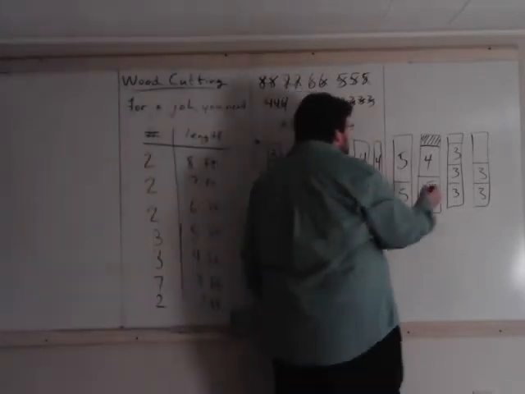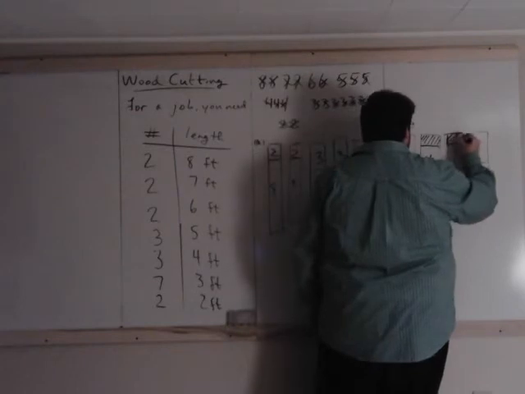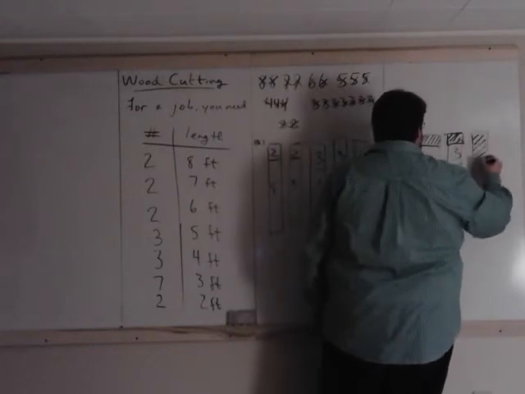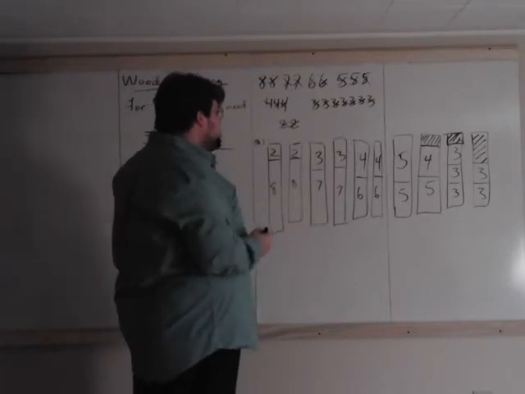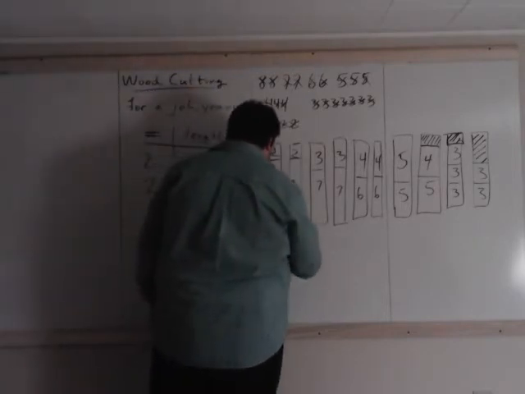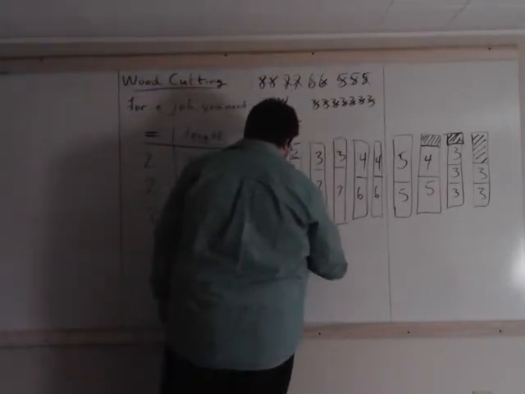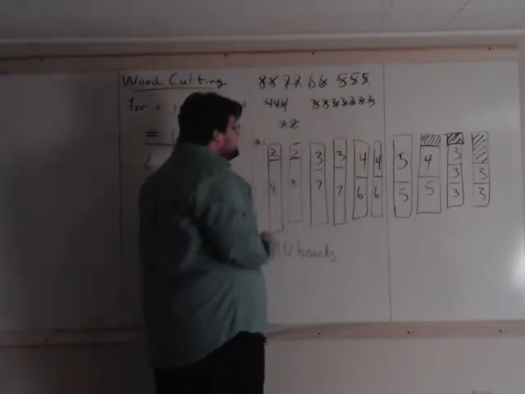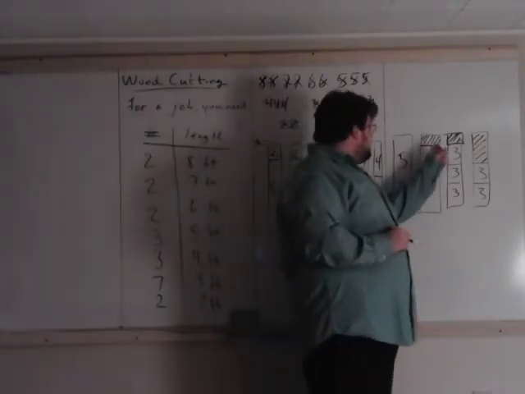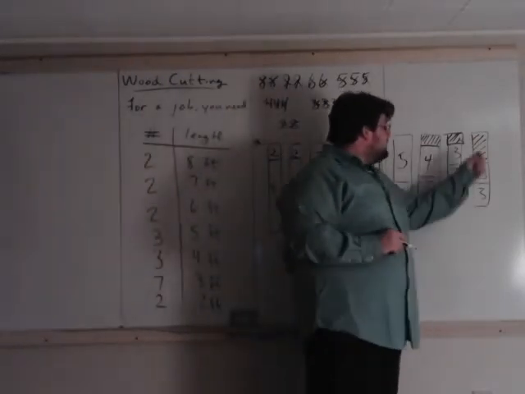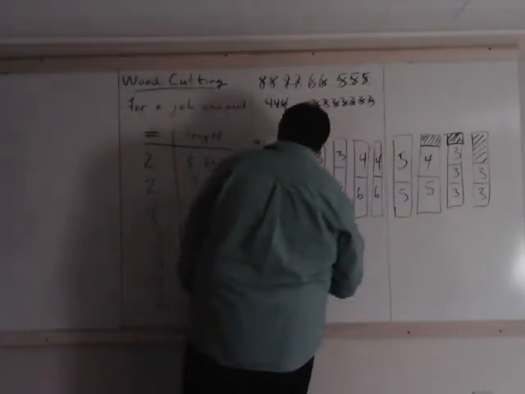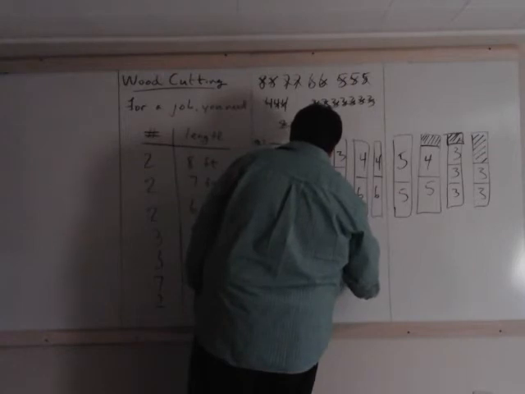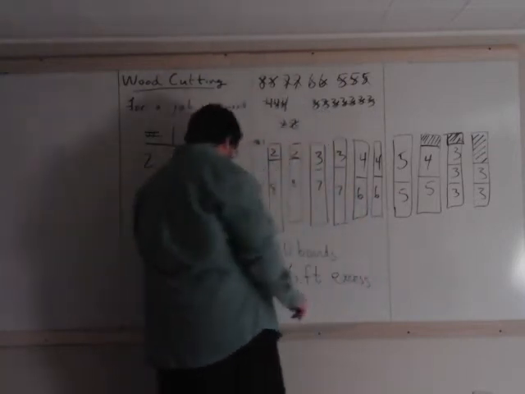So how many boards did we use? And how much excess is there? How many boards did we use? 1, 2, 3, 4, 6, 10. So 10 boards. And how much in excess? Well, there's no excess here. 1, 1, 4. So 6 feet of excess wood.